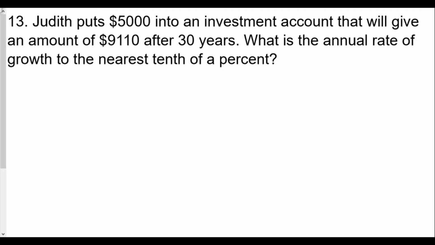Yeah, 13. Dudley puts $5,000 into an investment account that will give an amount of $9,110 after 30 years. What is the annual rate of growth to the nearest tenth of a percent?